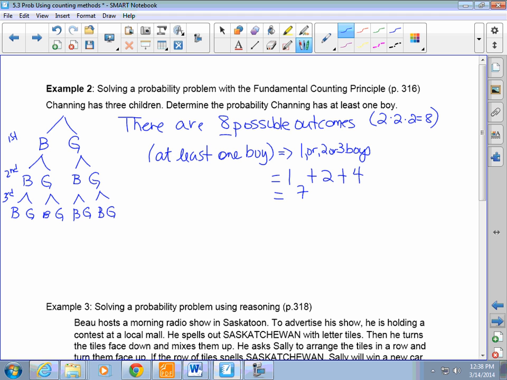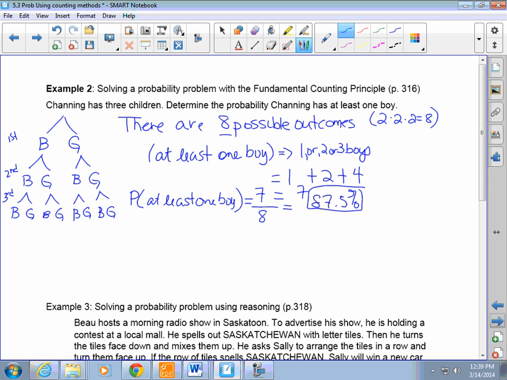So the probability of at least 1 boy, so that's favorable outcomes over all possible outcomes, so it's 7 over 8. So that works out to 87.5%. Sorry, those two kind of ran into each other. So that's doing it if I have at least 1 boy, 1, 2, or 3.